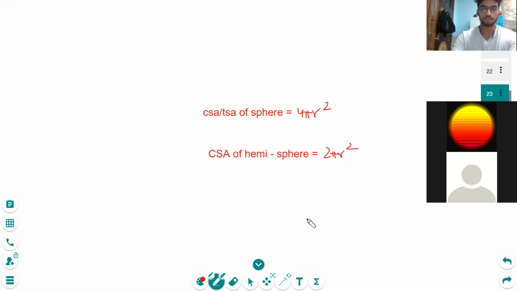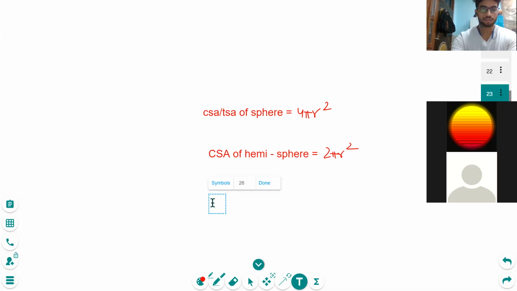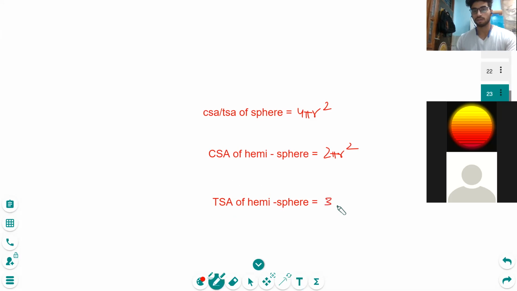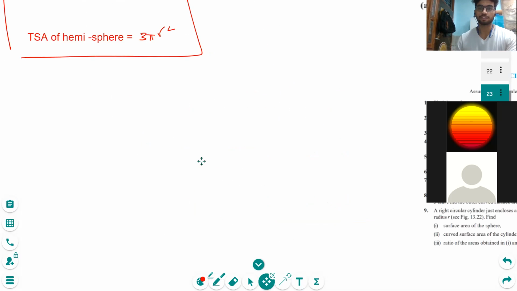Then we talked about the total surface area of the hemisphere. What's the formula for this one? 3 pi r square, and we are done here. So these three formulas will be utilized in my exercise today. That was my introduction for this exercise.